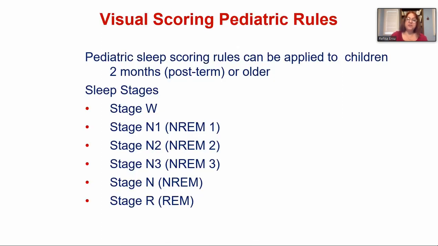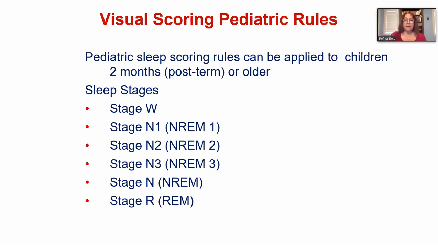So we use the visual scoring pediatric rules. When we review a sleep study based on the rules in the American Academy of Sleep Medicine guidebook, we look at the sleep and visually score based on the EEG, EOG, and EMG, but after 2 months of age, post-term, because in the first 2 months it's different. For the interest of time, I didn't go into the infant scoring, but if there are any questions, I'll be happy to try to answer.